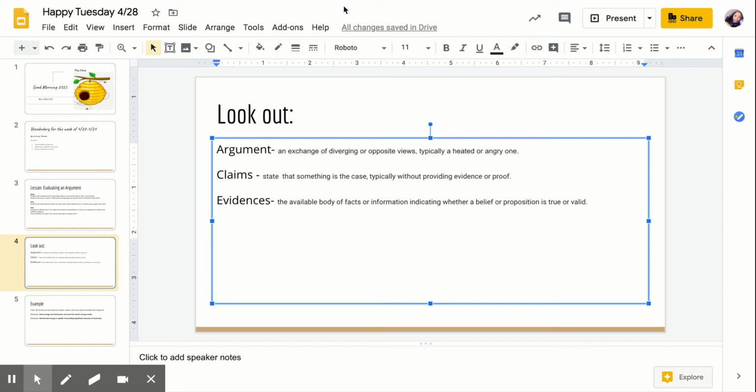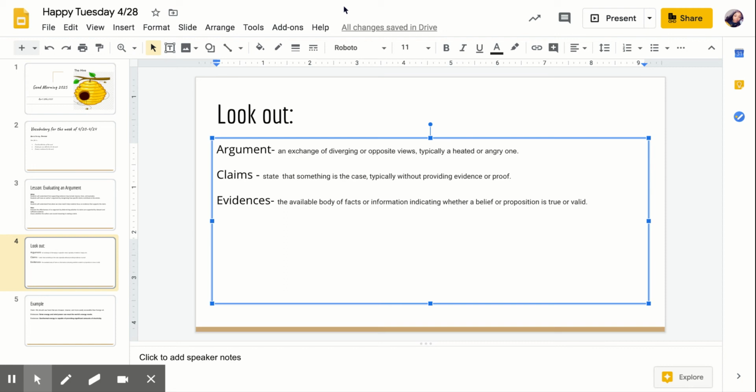All right, so we're going to go ahead and read this little passage. But while we're reading, I want us to first go back and think about what words I just read out loud that are also bolded. We have argument, claim, and evidence. Okay?